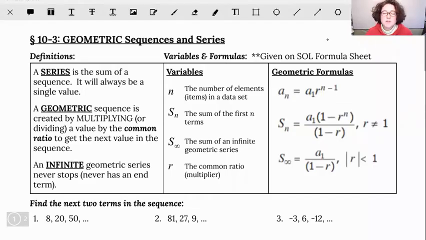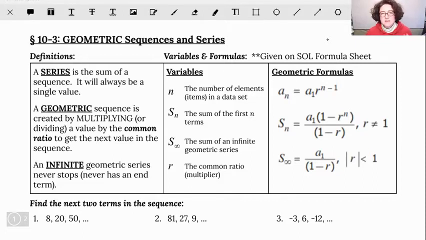In this lesson, we're going to look at geometric sequences and series. Last time we looked at arithmetic, which means we're adding or subtracting to go to our next term. We have a common difference. With geometric, the change is we are going to be multiplying or dividing to get to the next term in the sequence. But everything else we can think of in the same way.